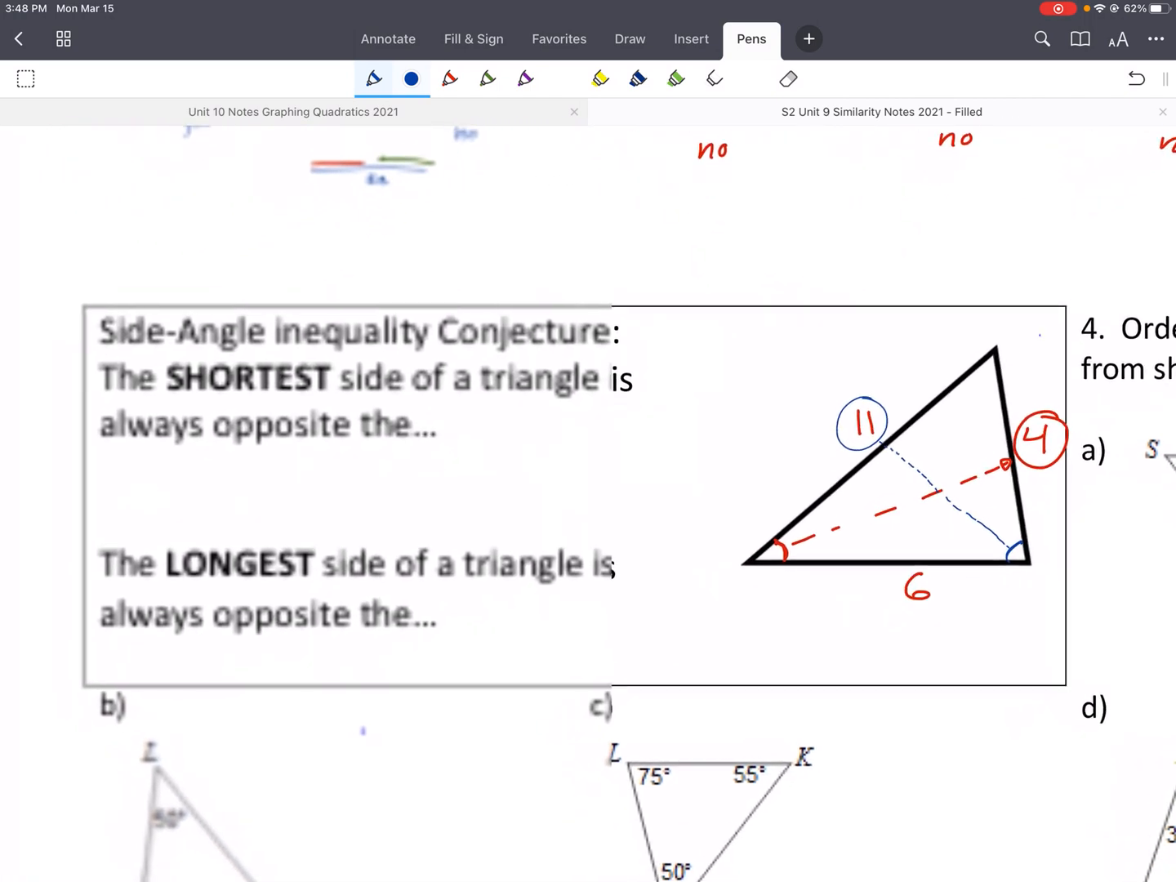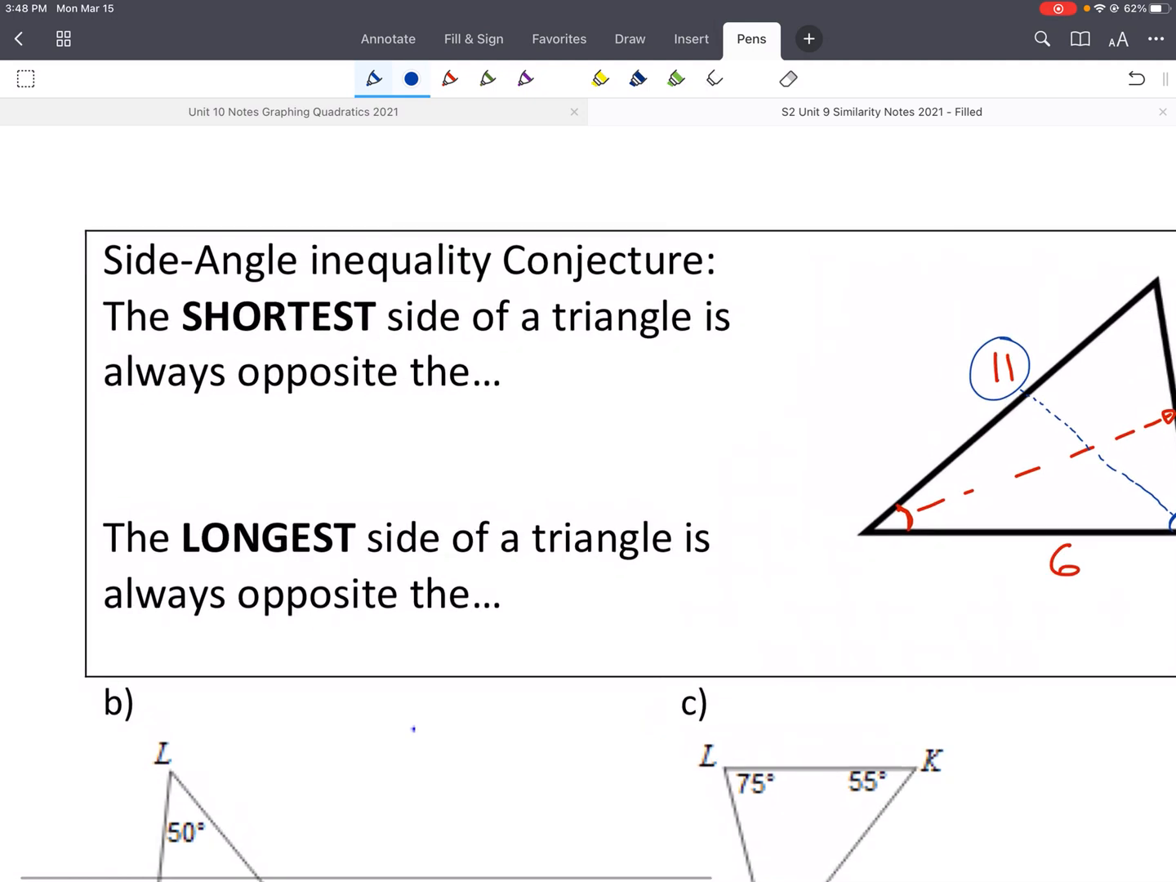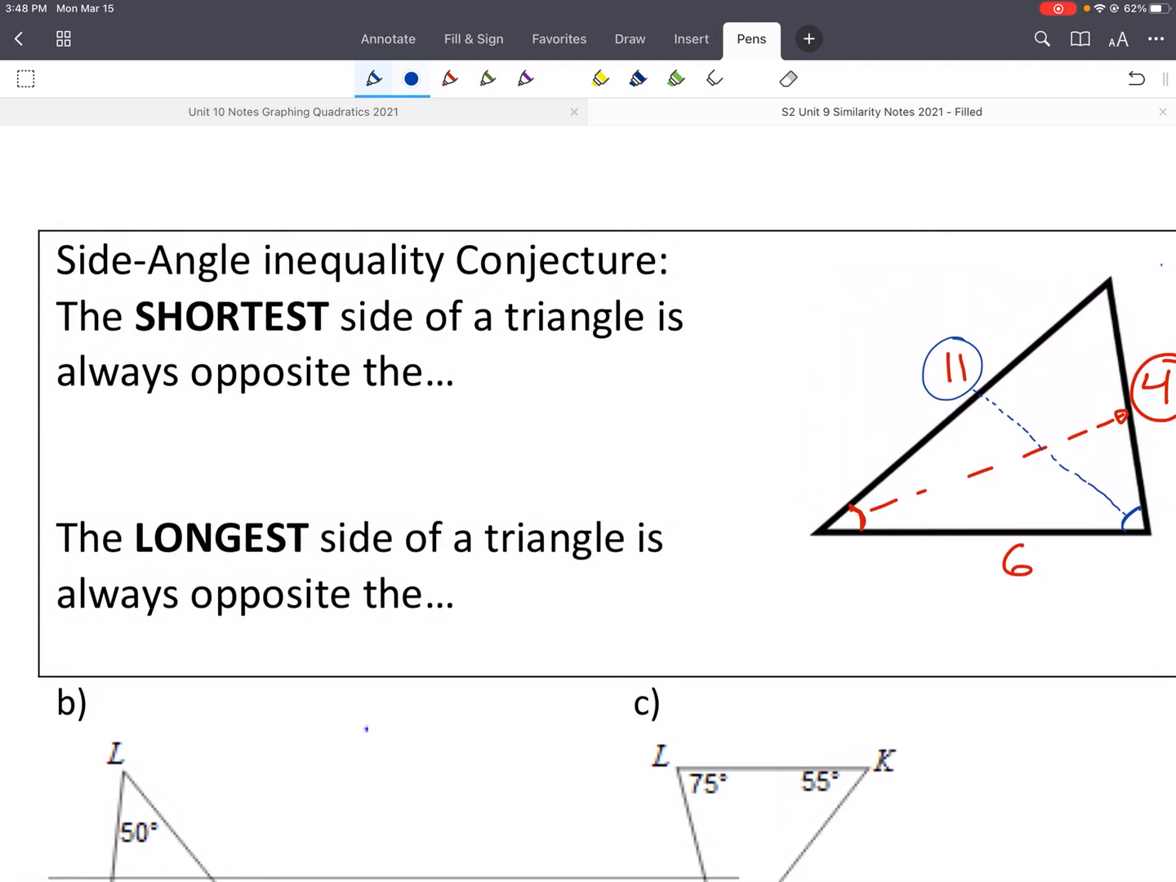So this is what this conjecture says, is that the shortest side of a triangle is always opposite the smallest angle. And the largest side of a triangle is always opposite of the largest angle. Okay?